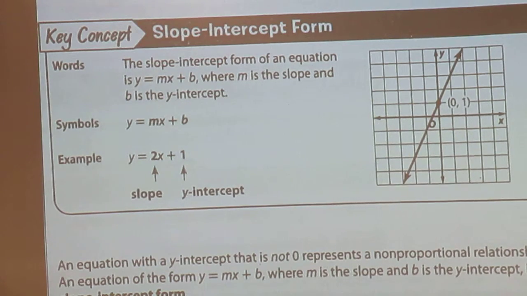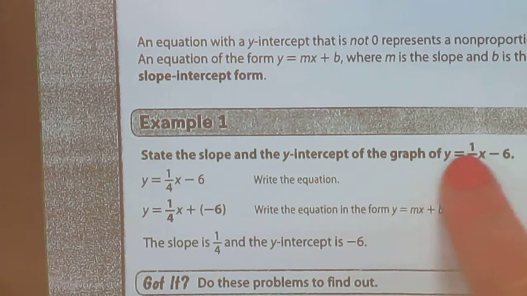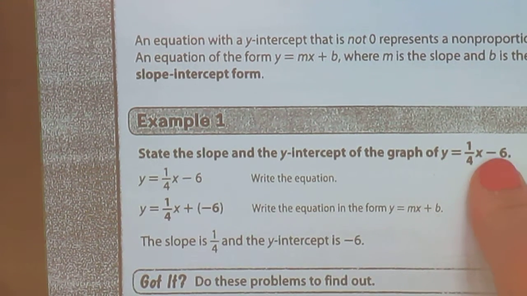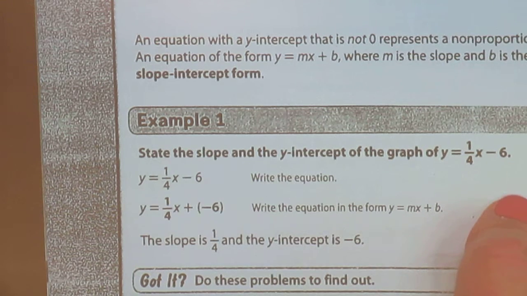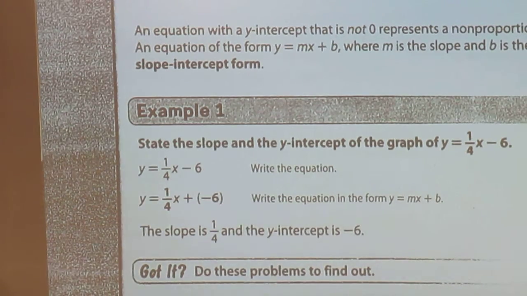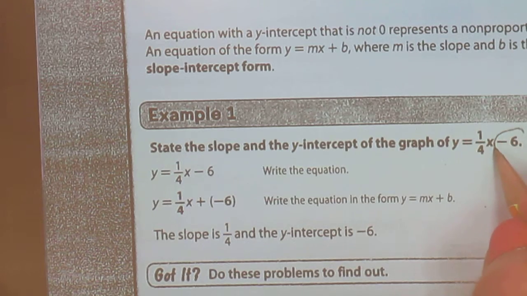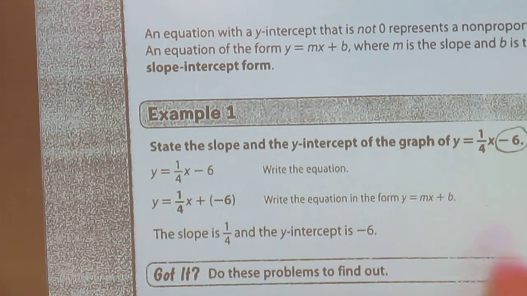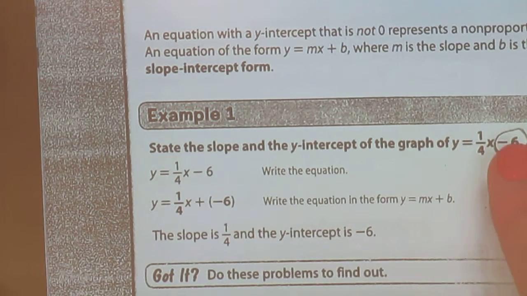Okay, so we're going to look at example 1 at the bottom. It says, state the slope and the y-intercept of y equals 1/4 x minus 6. So who wants to tell me what the slope is? Yes? 1/4, good. And what's the y-intercept? This one's a little tricky, Andrew. Negative 6. And he did that just right. The sign is attached to the intercept. So if it was plus 6, we would know it'd be a positive 6. If it's minus 6, then it's negative 6.